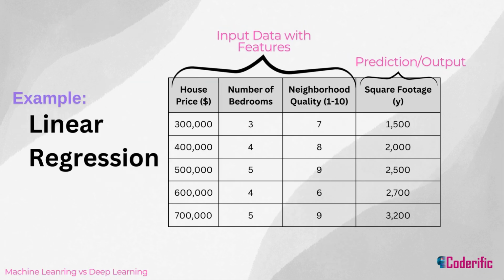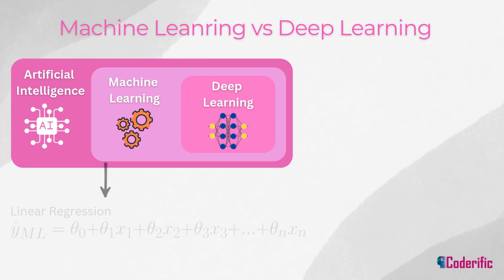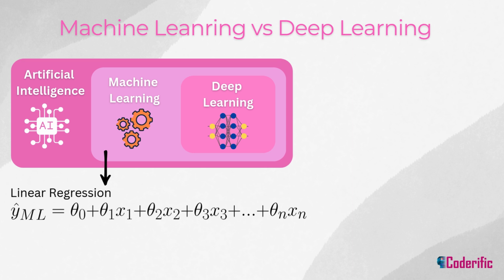Let's break it down with an example. Assume we have data of housing and we want to predict square footage of a house based on input features like price, neighborhood quality, and the number of bedrooms. In machine learning, you would use a linear regression model.